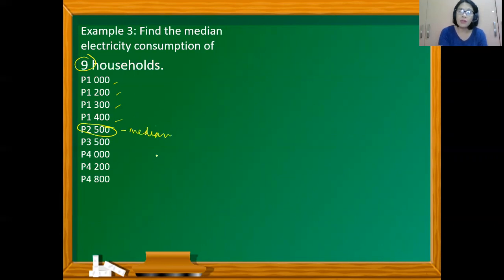Now, 50% of the respondents consume more than 2,500, and the other 50% of the respondents consume less than that. Okay.